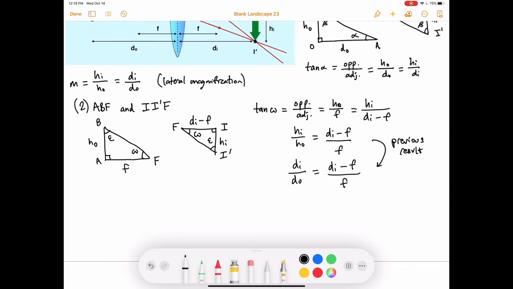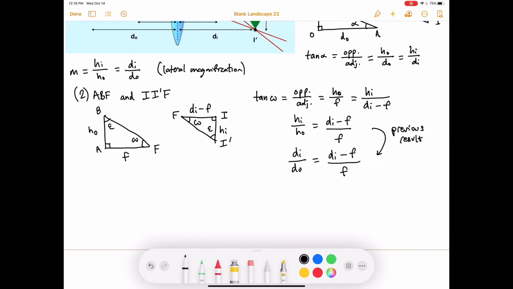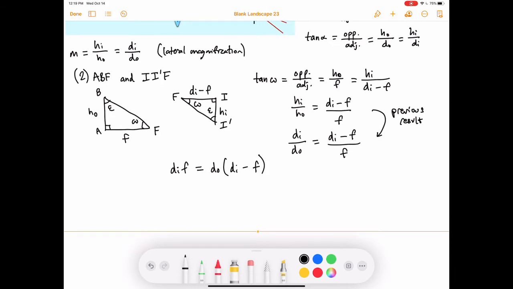Okay, so let's keep going with this. Let's cross multiply by F. So on the left side we have DI times F. And let's also cross multiply by DO. So on the other side we'll have DO times DI minus F. And if we distribute the DO into the parentheses on the right side, we have DI times F equals DO times DI minus F times DO.